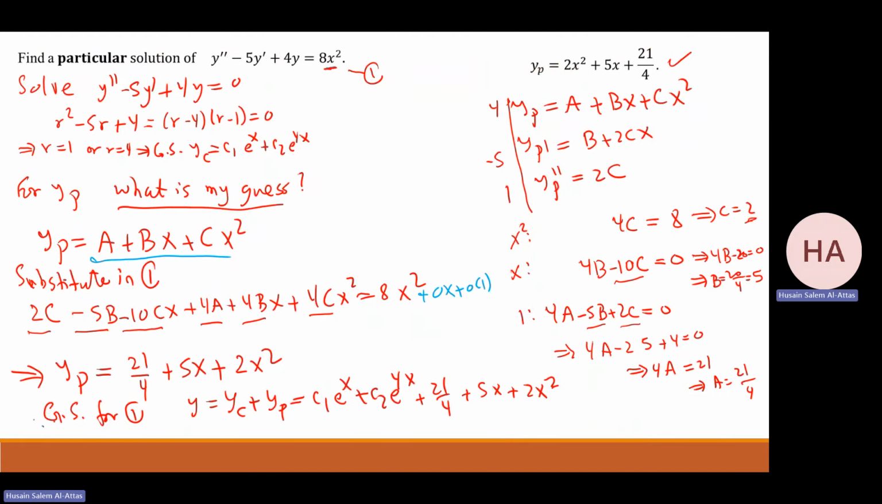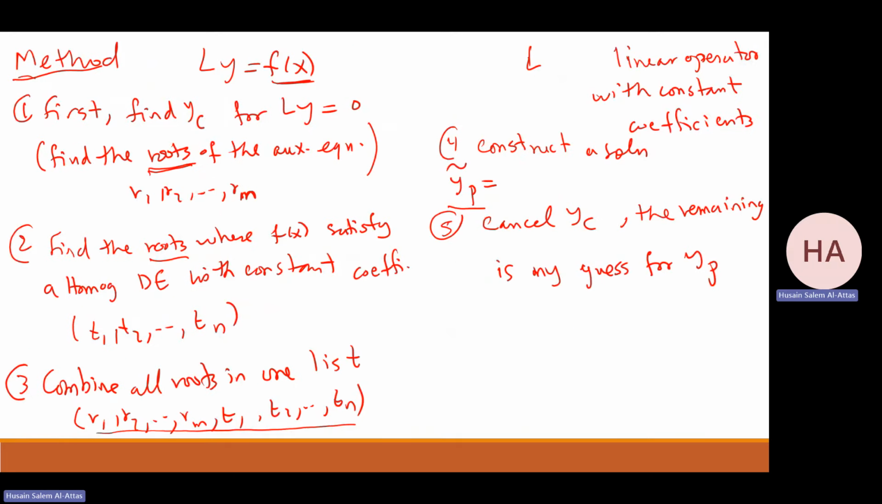By the way, this method, which we explained here, as I said, we'll find the YC for this one. We'll find the roots of the auxiliary equation coming from this, and also we'll find the roots where f of x satisfies a homogeneous differential equation with constant coefficients. So I reverse this. I combine all the roots and then I construct a solution using the idea of constructing the general solution concerning these roots. And then I cancel YC. The remaining will be my YP.